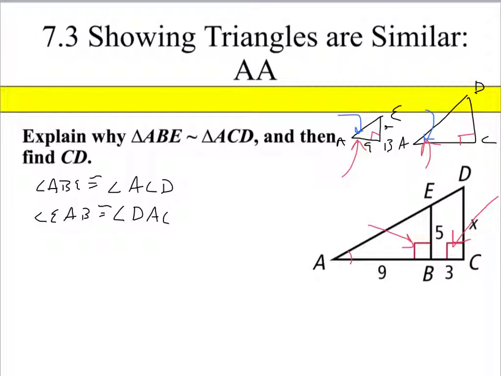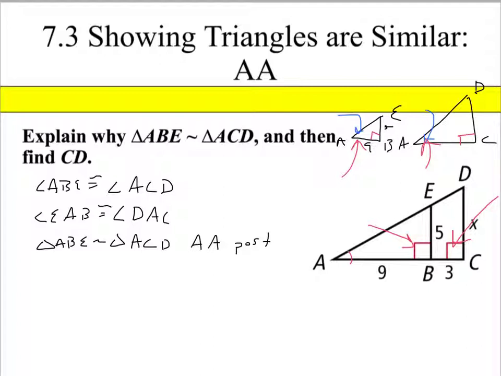We can safely say that triangle ABE is similar to triangle ACD because of the angle-angle postulate. Alright? Now, we figured out that they are similar. Now we have to figure out what CD is.